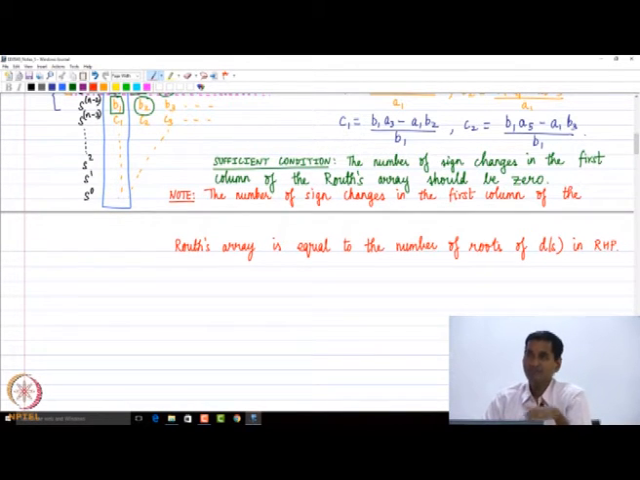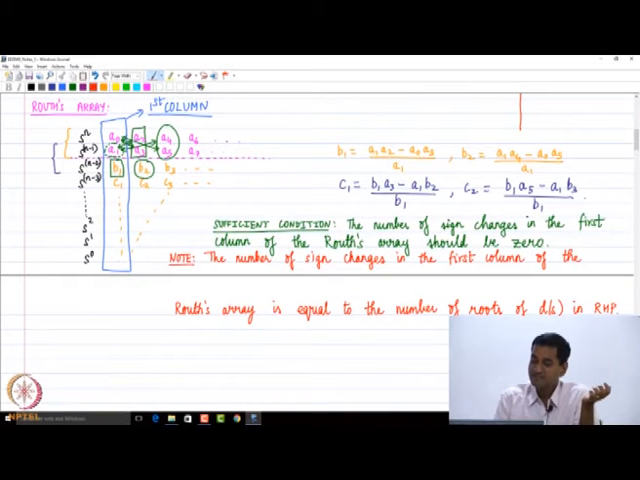Today we will look at these examples, and then we'll complete the controller example that we started off with in the last class. Then we'll come to some special cases tomorrow, as to what happens if we encounter a 0 in the first column. Then our calculation stops. For example, let's say B1 is 0. Then I cannot calculate C1 and C2, because I have B1 in the denominator. So I cannot continue the process. Then what do we do? That's something we will look at tomorrow.